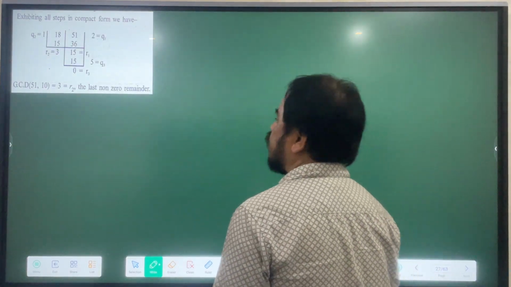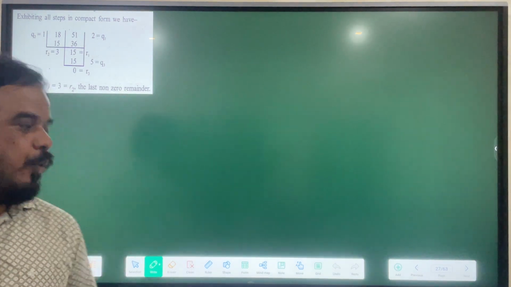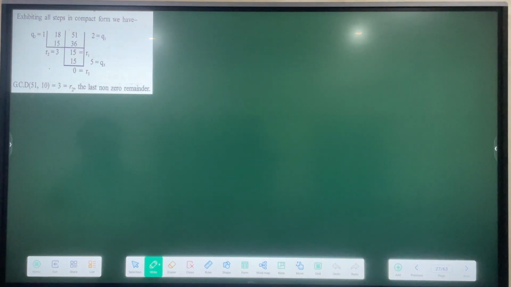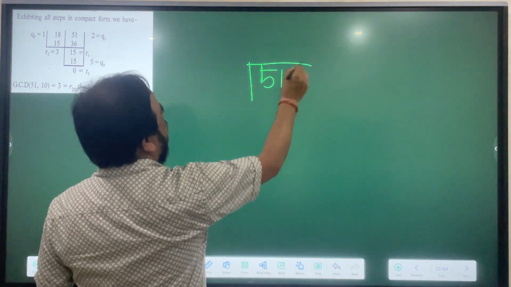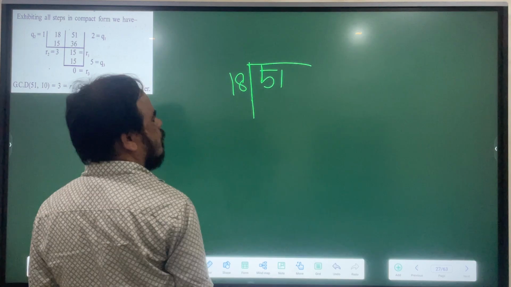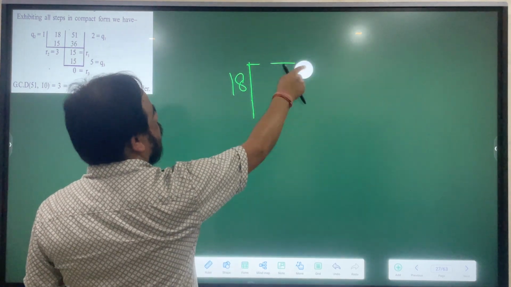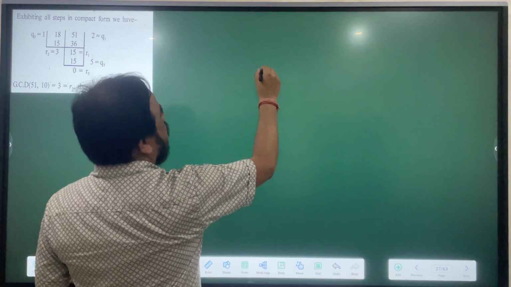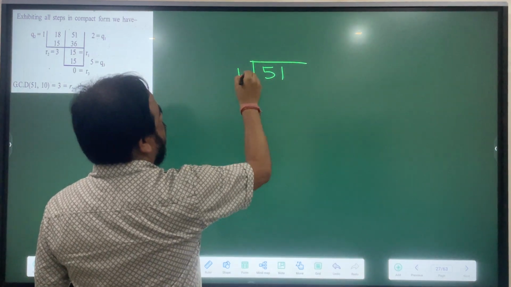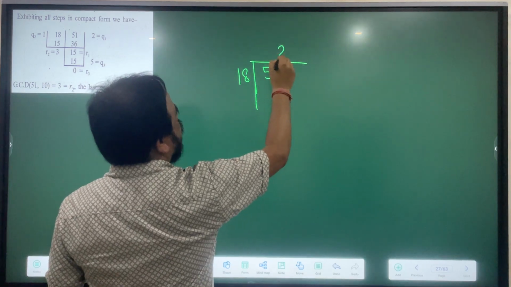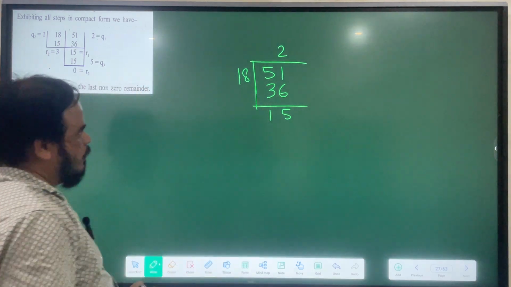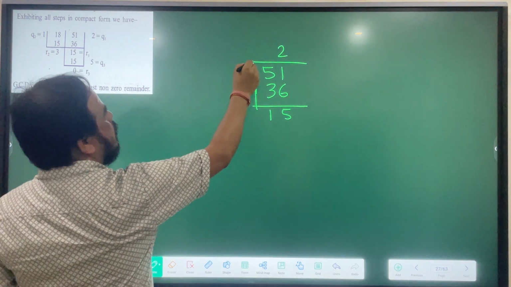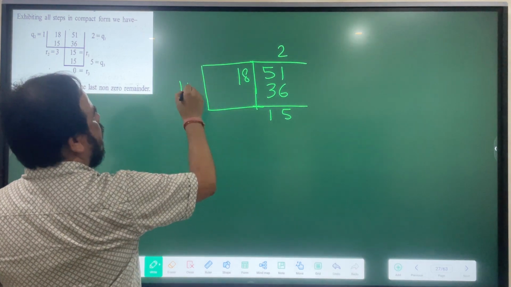Now this one we have to do in the short method. So this one you may not understand, so I will make you understand. Look here. 51 and 18 it was there. 18 2 are 36. Remainder is 15. So by 15 we will divide again 18.